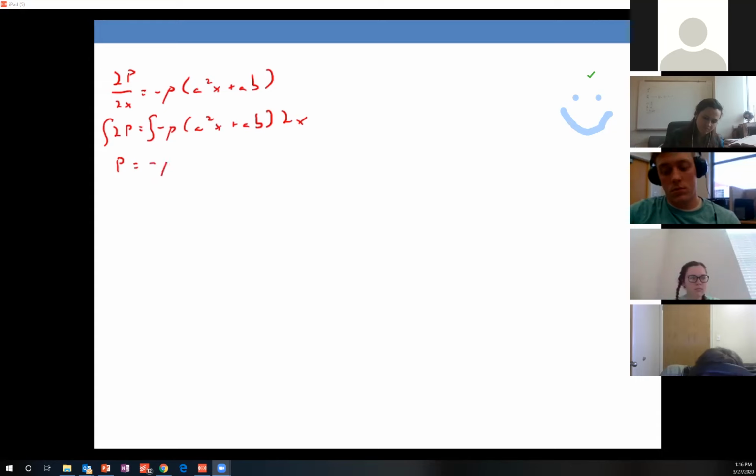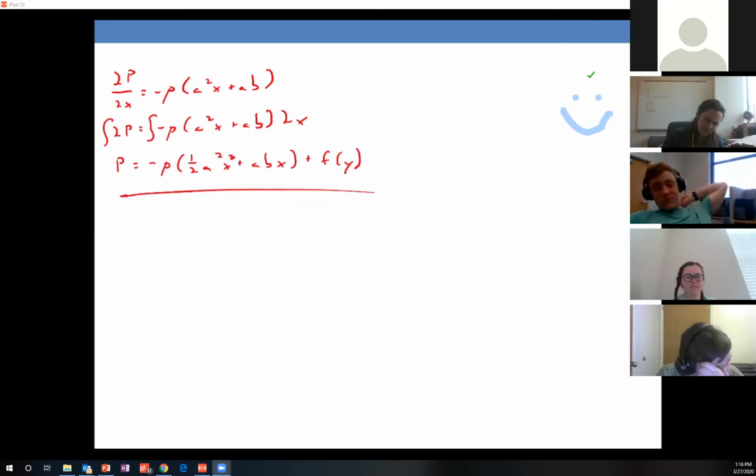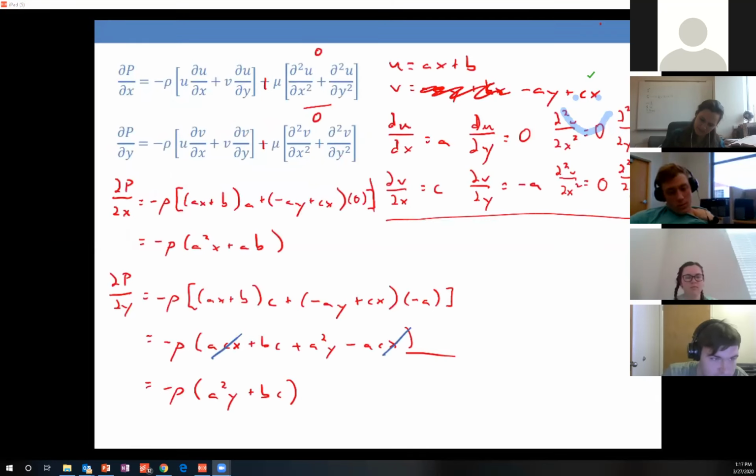So is it negative rho a squared times 1/2 x squared plus abx plus f of y? Yep, yes, it is. That x is squared. So that's great. And then we also have dp dy is equal to something: negative rho a squared y plus bc.